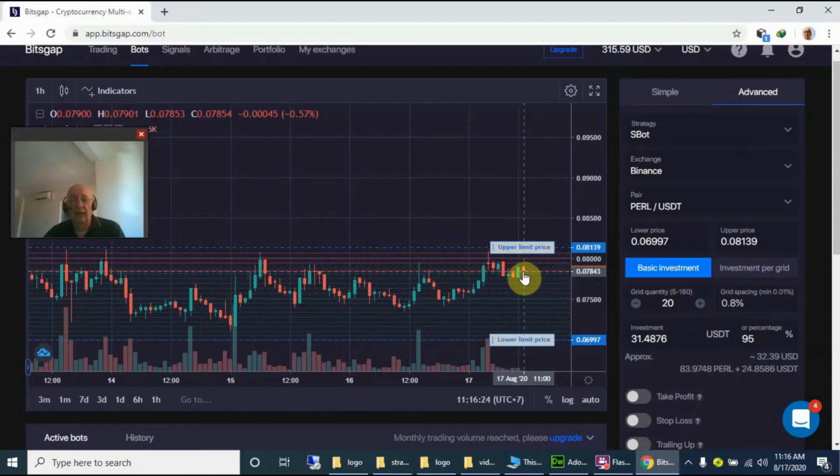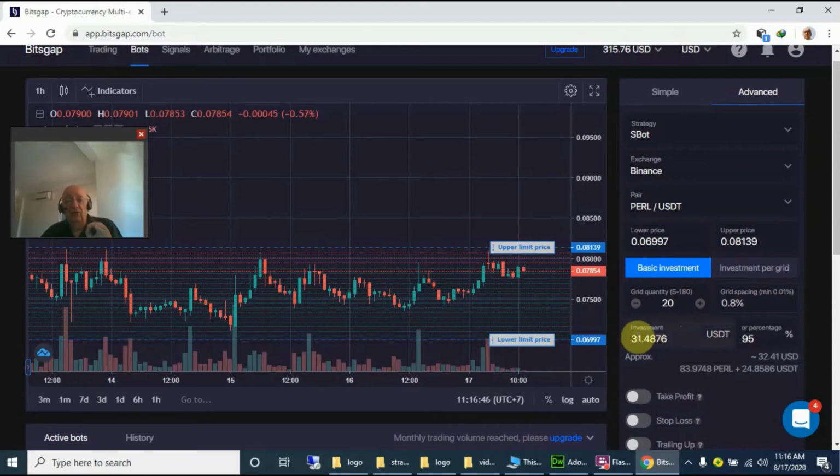So as the market comes down, it hits a sell, it'll place a buy in there. The spacing between your trades there is always going to be 0.8%. This works very nice, right? You'll be trading 95% of the account on every grid. Every grid it places over here, 90% of the account will be placed onto it.